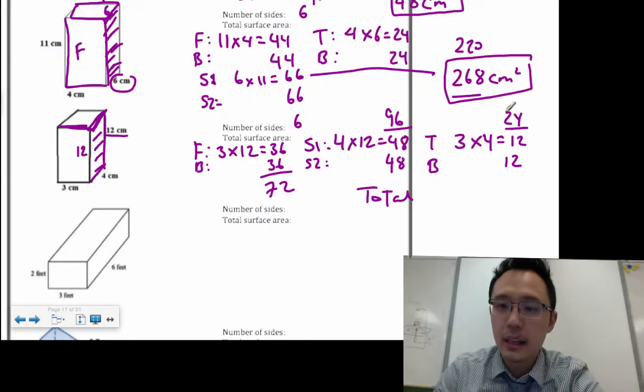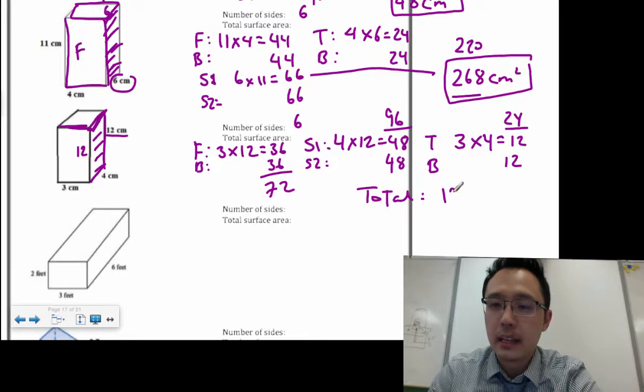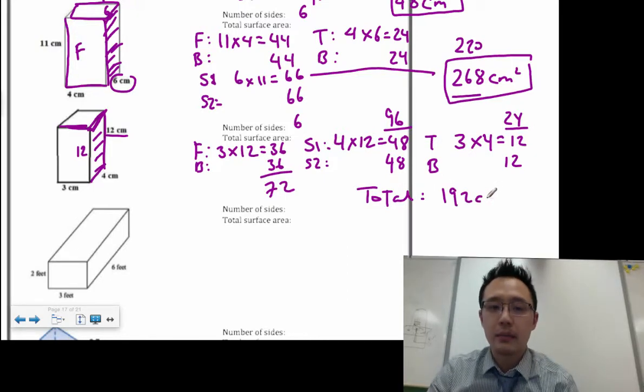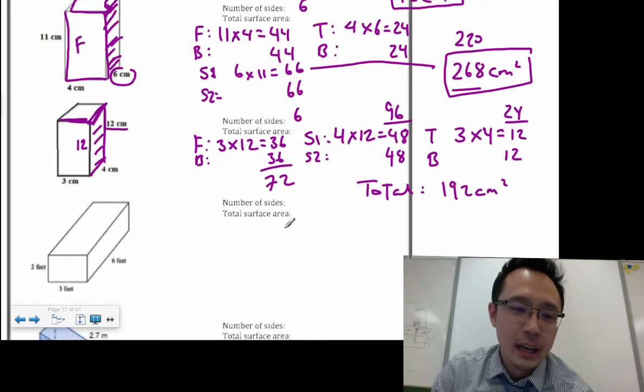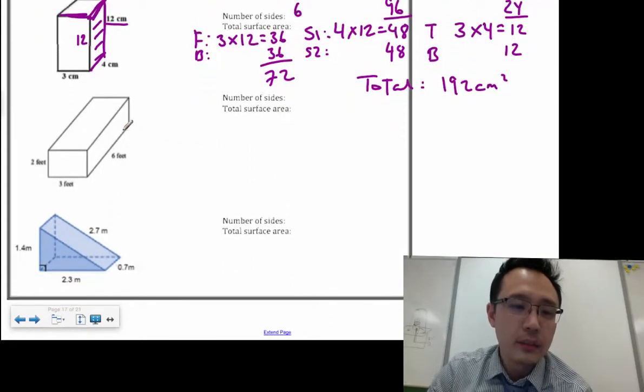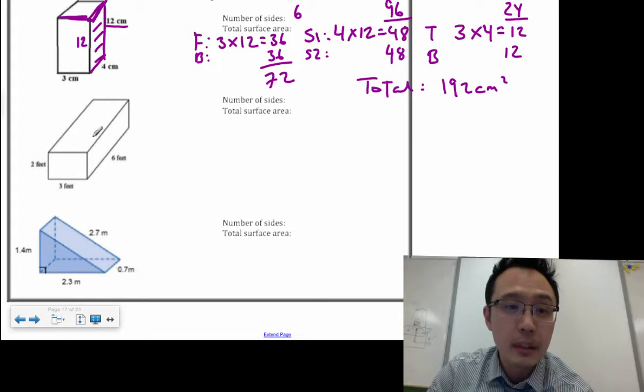168. 168 plus 24 is 192 centimeter square. Hopefully I did the math correctly. If I didn't, please let me know. The last one, or two left, this one is exactly the same sort of shape.